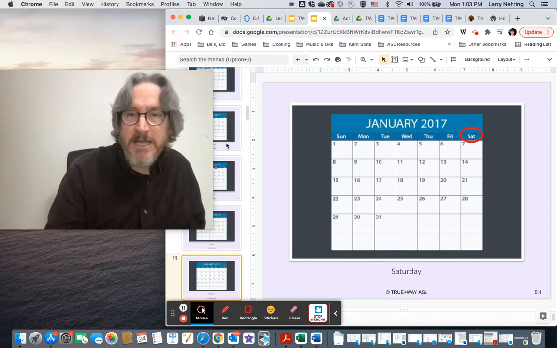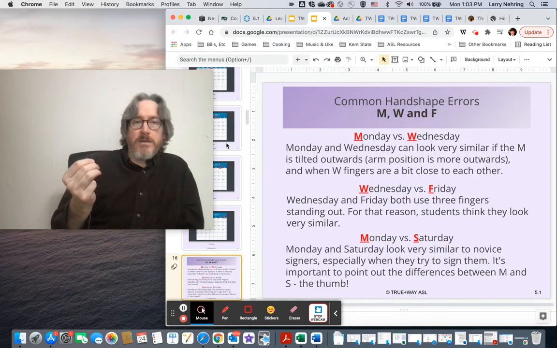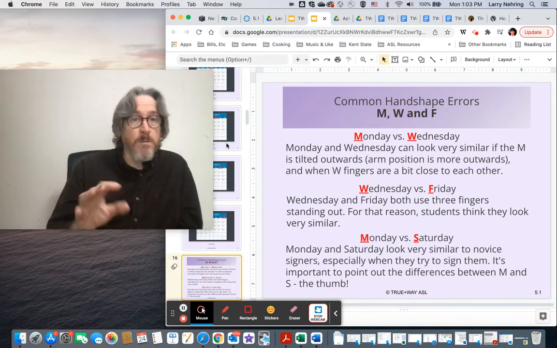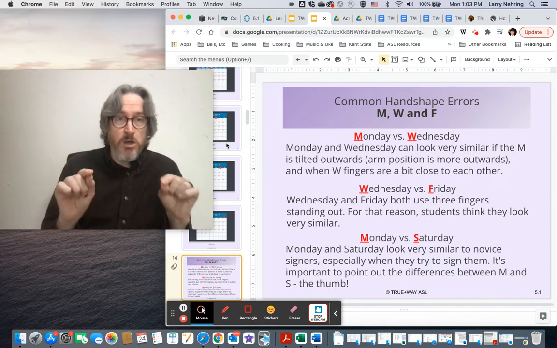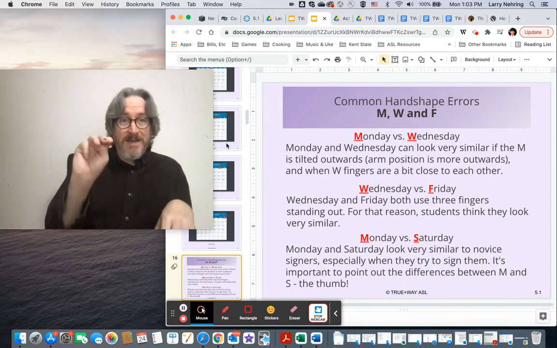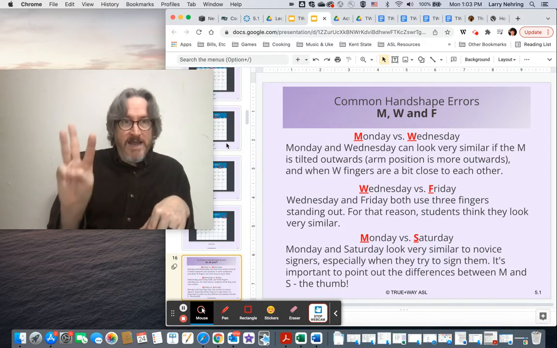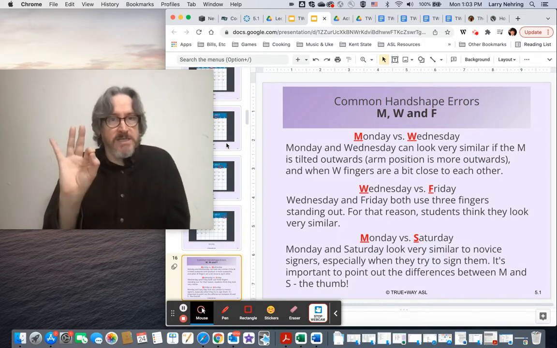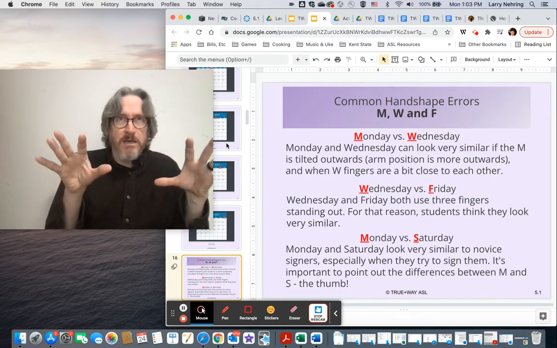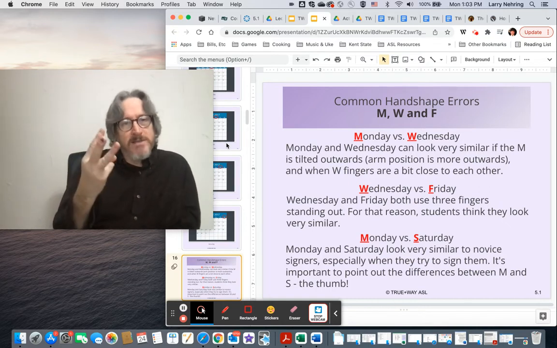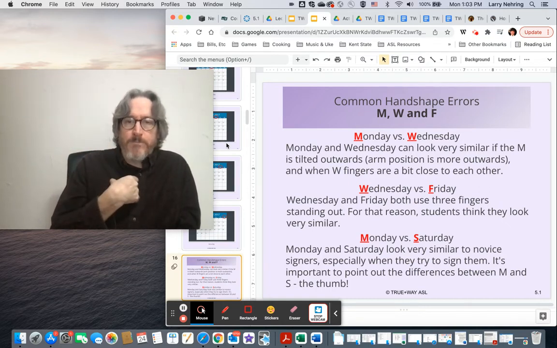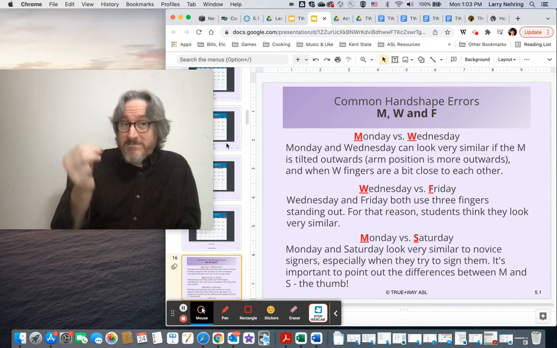The confusion is that M, W, and F are all three fingers up, right? So they're really easily confused. Remember, 9, 6, and 3 are really easy to get confused. So I'm going to recommend doing Monday, making sure it's an M, Wednesday, and Friday. Make sure that people can see the letter. Then once you get more confident, and you're signing with a person who knows you, you can do Monday, Tuesday, Wednesday, Friday. Monday and Wednesday. See how confusing those two can be?